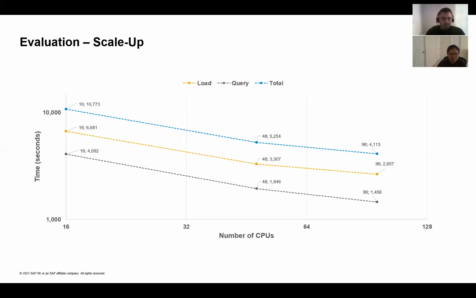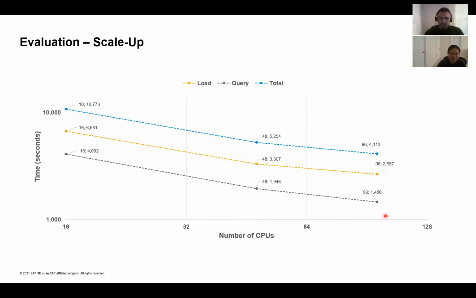And next, let's talk about the scale-up experiment. In this experiment, we again load the TPC-H 1000 dataset into S3 and run the benchmark queries. The same experiment is repeated on instances with increasingly larger compute power. As shown in the graph, we observe almost linear scalability. As the number of CPUs increases, the execution time decreases.